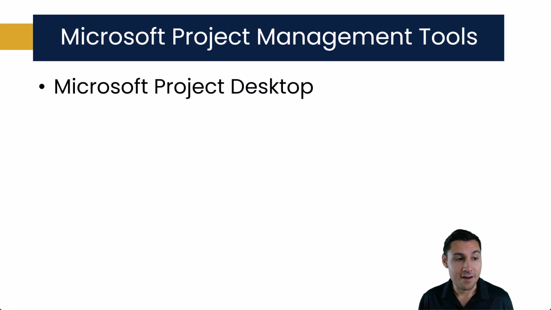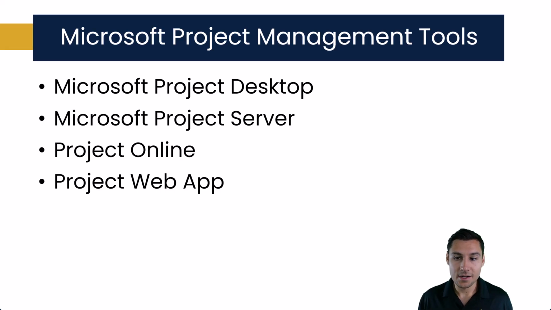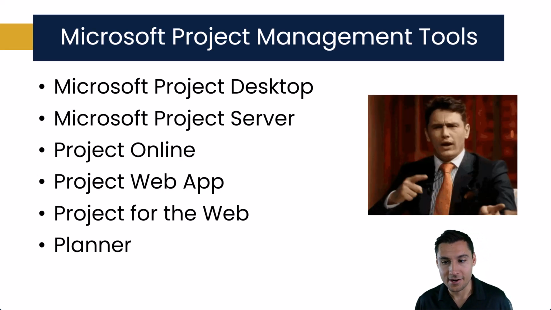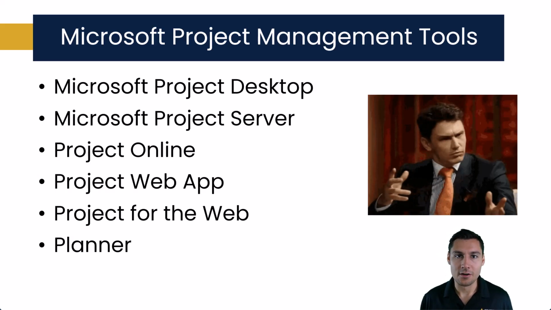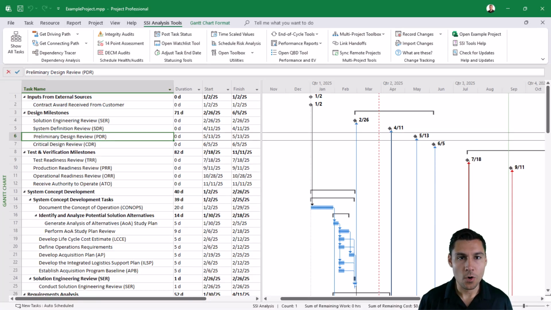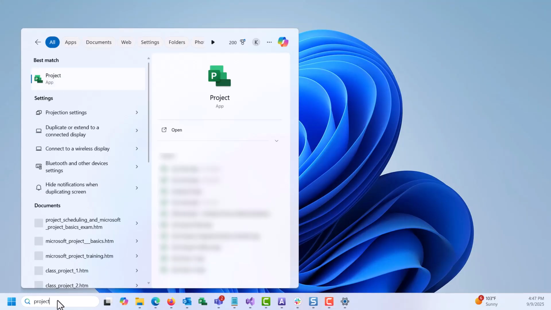First off, we have Microsoft Project Desktop, we have Project Server, Project Online, Project Web App, Project for the Web, and Planner. What's the difference between all of these? Microsoft has made it quite confusing for us to understand. So let me start by explaining what we mean when we say Microsoft Project Desktop. This is what usually people refer to when they say Microsoft Project.